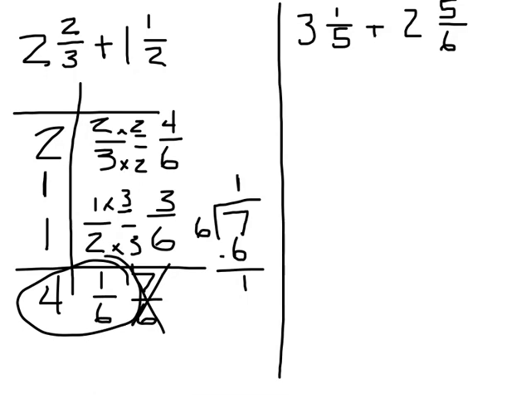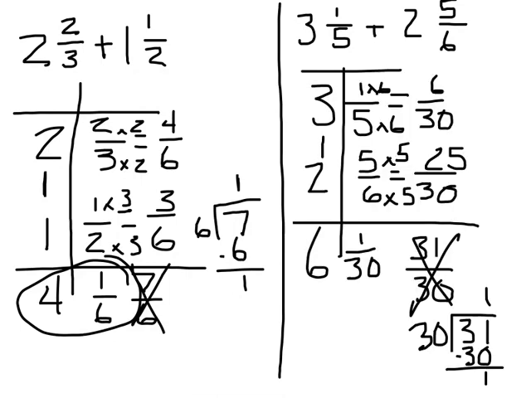Now you try one. What's 3 and 1/5 plus 2 and 5/6? Check your work with mine. 3 and 1/5 plus 2 and 5/6 is the same as 6 and 1 over 30.